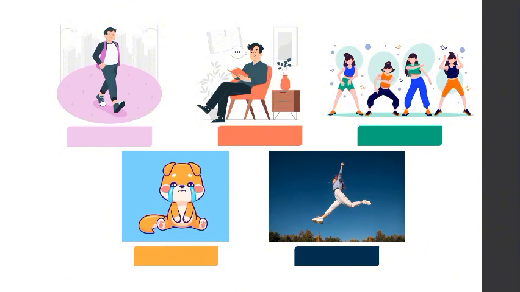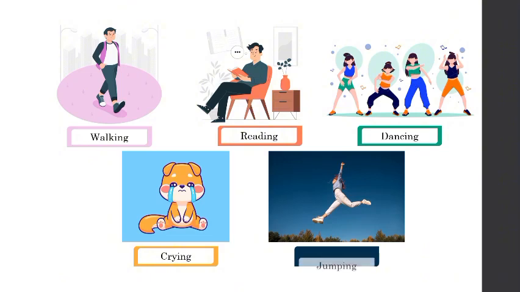Okay, time's up, and I hope you've already written your answers. For the first photo, the answer is walking. The second action is reading. The third action is dancing. The fourth one is crying. And the last one is jumping. I am happy that you are now able to provide an action word that corresponds to the action being performed by the object in the photo.